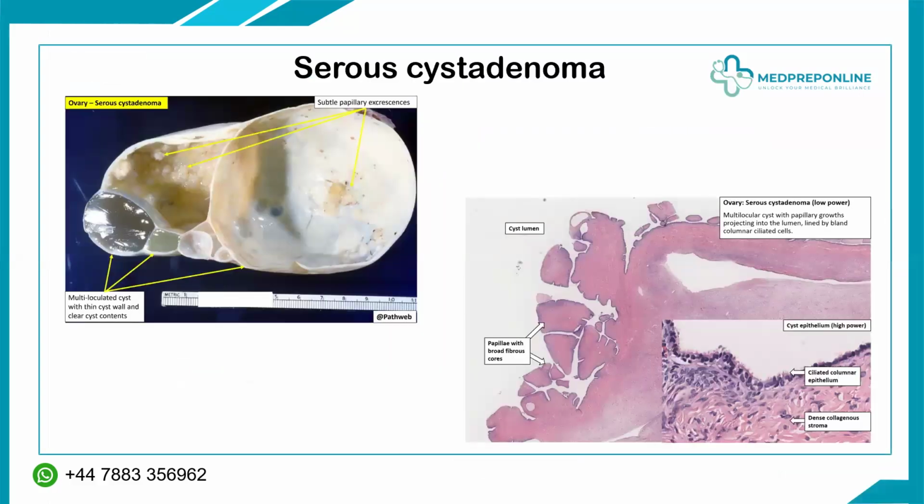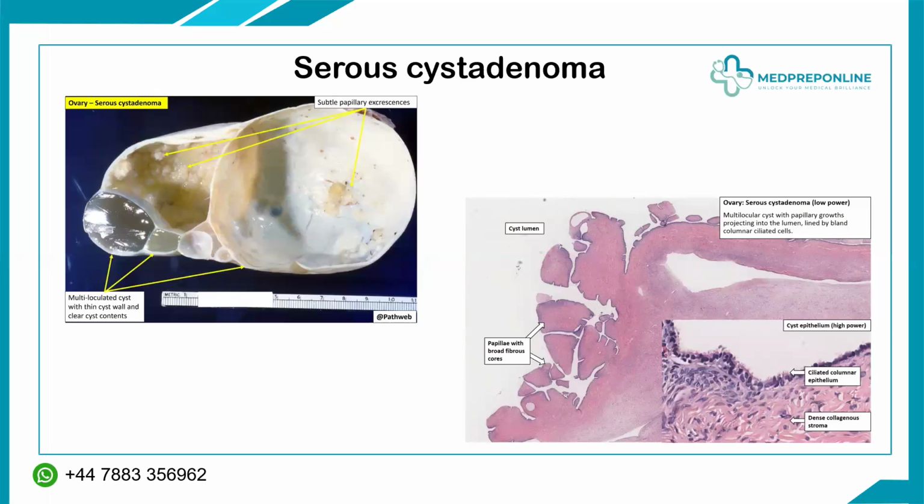Now coming to the benign tumor, which is serous cystadenoma, you can see these are multiloculated cysts. They have very thin walls, and the cyst content is very clear, right? So this is serous fluid. And very subtly, you can see on the surface, they have some subtle papillary excrescences.